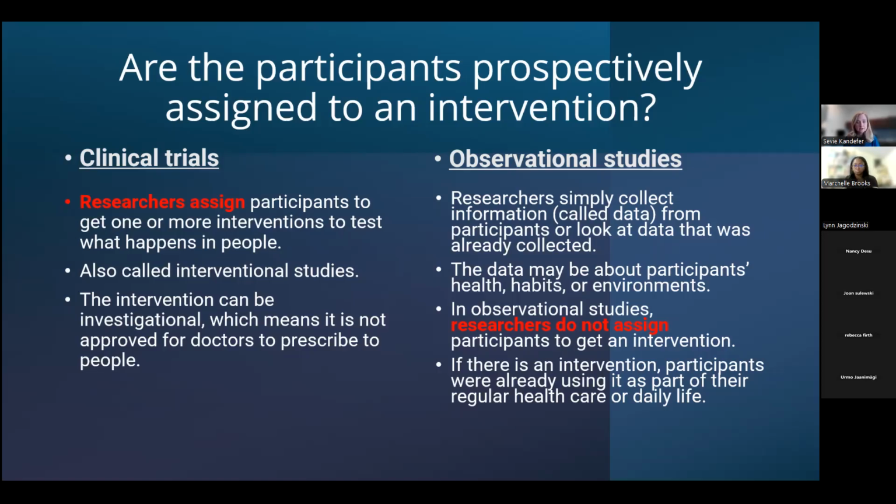In an observational study, a researcher is simply collecting information from the participants or looking at data that was already collected. And the data may be about a participant's health habits or environment, but the researcher is not assigning participants to get an intervention. There could still be an intervention in an observational study, but participants were already using it or going to get it as part of their regular healthcare or daily life.